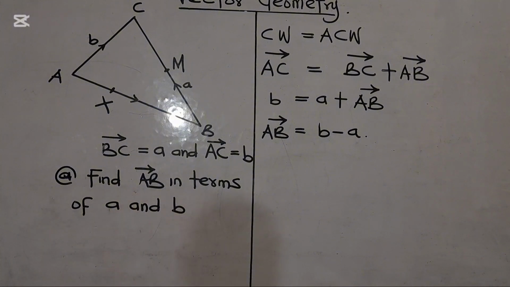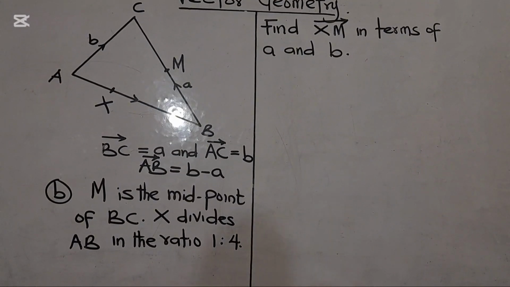Now I'll clean this and write what the second part of the question is. So we have the B part of the question. Still that same question. M is the midpoint of BC. X divides AB in the ratio 1:4. Find XM in terms of A and B.